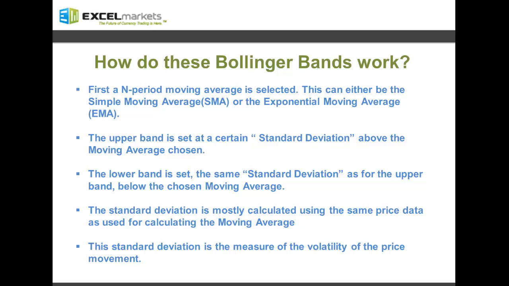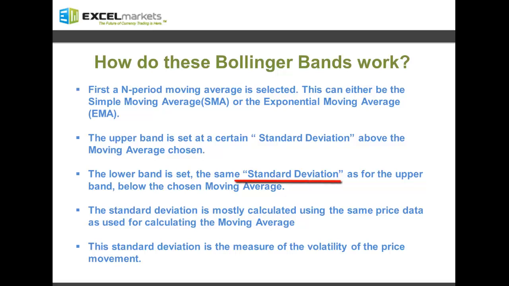The upper Bollinger Band is set at a certain standard deviation above the chosen moving average. Standard deviation is the amount of dispersion or variation of the price value from the average mean value. In simple terms, it explains how far away the data point, which is the price value in our case, is from the average mean value.